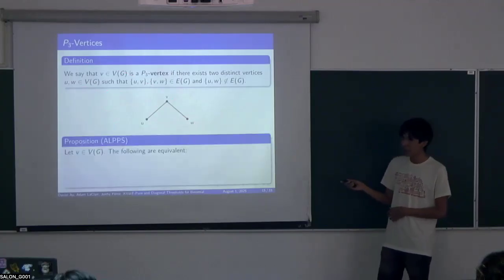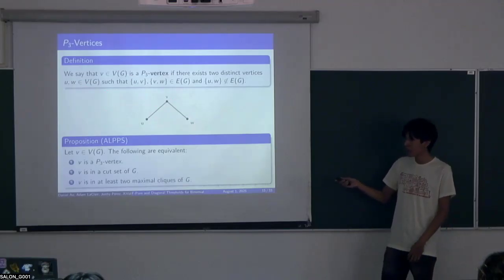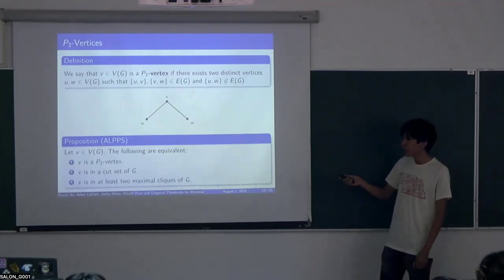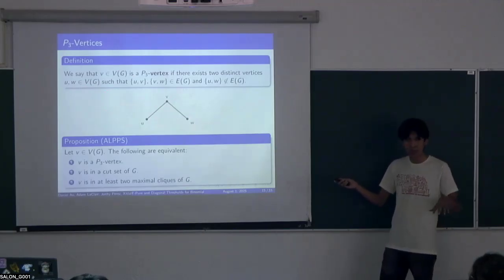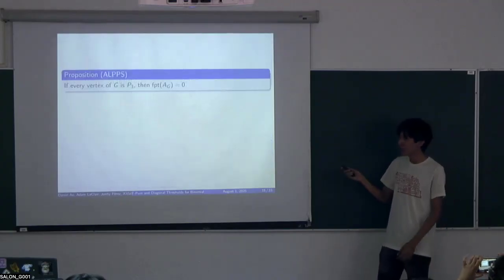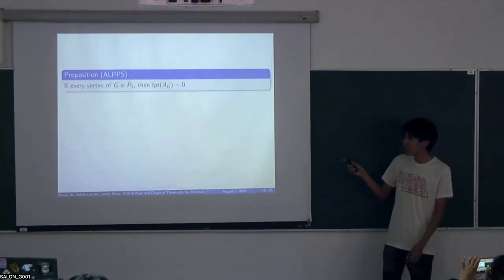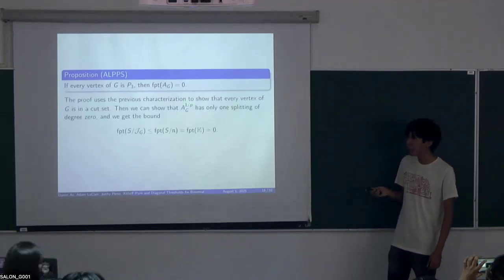For a vertex v, the following are equivalent: v is a P3 vertex, v is in a cutset, and v is in at least two maximal cliques of G. So the condition of being P3 is easier to check than being in a cutset. You just need to check among all the neighbors and see if there are two that are not connected. And with that in mind, we prove the following. If every vertex of G is P3, then the threshold of AG is equal to 0.